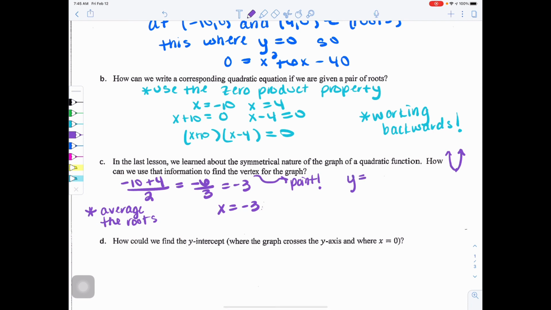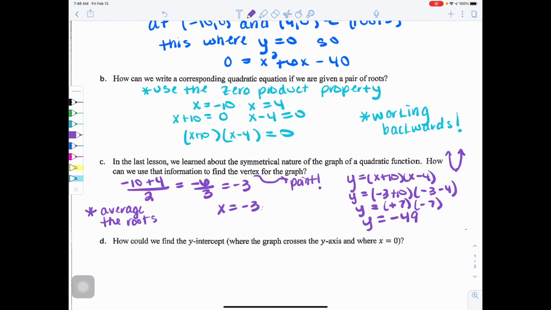Instead of 0, we're going to put y, and we're going to use the x plus 10 and the x minus 4. So y equals, we're going to plug in negative 3 for x in both places. So that means y is equal to negative 3 plus 10, which is 7, times negative 3 minus 4, which would be negative 7. So when you multiply these, you end up with negative 49.